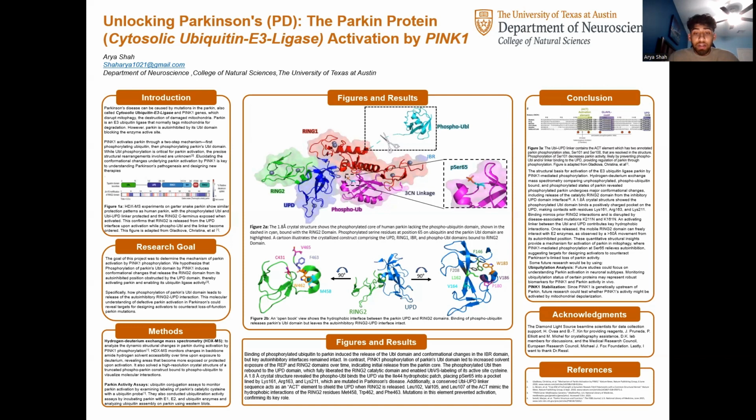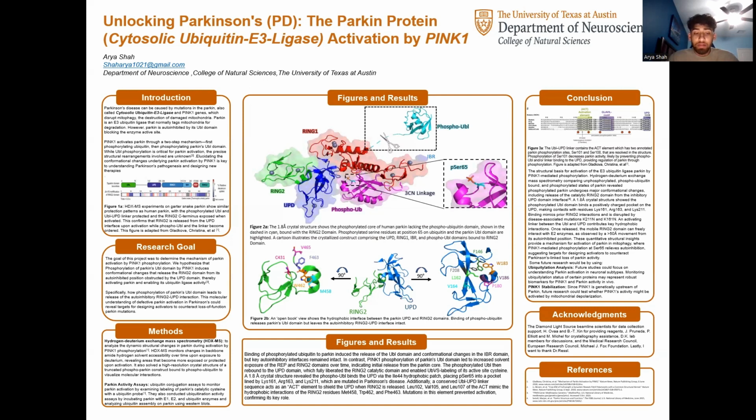The crystal structure shows phosphoubiquitin binds to the UPD using a hydrophobic patch, putting pSer65 into a pocket lined by key residues mutated in Parkinson's. This is also conserved as an ACT linker between UBL and UPD. It shields UPD when RING2 is released. ACT residues leucine 102, valine 105, and leucine 107 mimic the hydrophobic RING2 residues Met458, Trp462, and Phe463. Mutating the ACT sequence prevents the activation, which is crucial for the release of RING2.